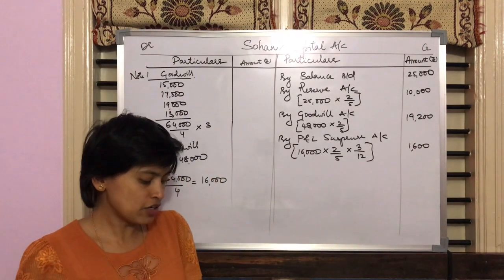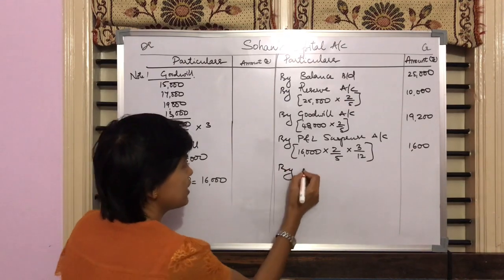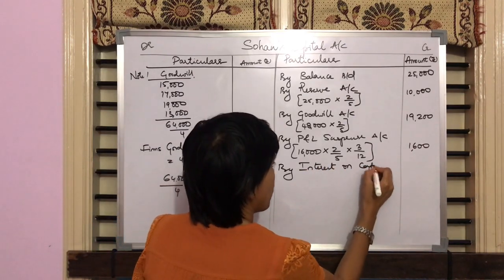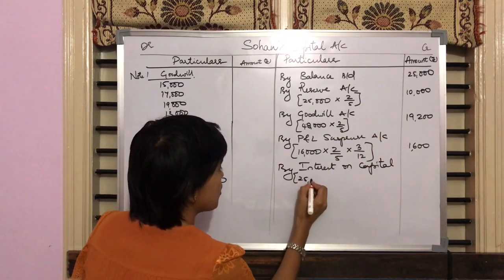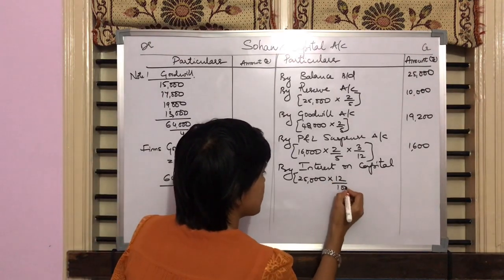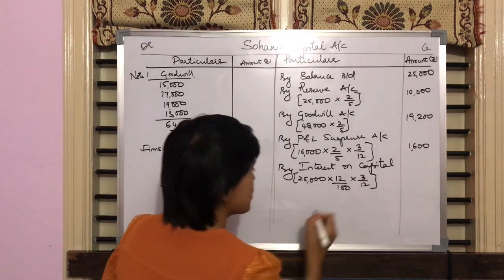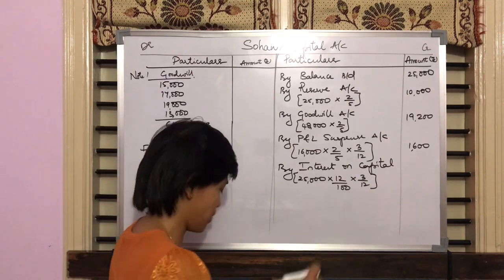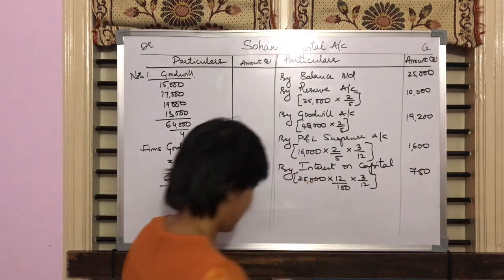Point number D. Interest on capital at 12% per annum. So we need to calculate interest on capital. The capital amount is rupees 25,000. The rate of interest is 12%. Time is 3 divided by 12. You can give interest only till he is alive. That's why we will calculate the time as 3 divided by 12. So the amount is going to be rupees 750.